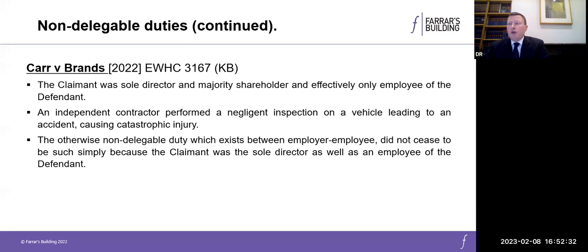Effectively, he was the only employee of the defendant entity, and an independent contractor to that company performed a negligent inspection of a vehicle, which led to an injury causing catastrophic effects. And the otherwise non-delegable duty, which is pretty uncontroversial, that exists between an employer and employee, didn't cease to be just because the claimant was the majority owner, sole director, and sole employee of the defendant.